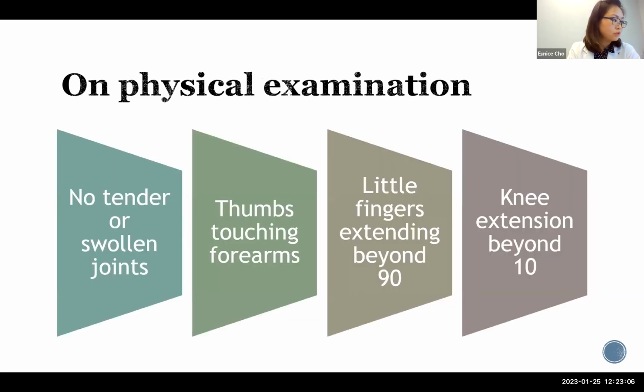When the rheumatologist assessed her, she made a note that there were no tender or swollen joints. But what was interesting in her notes was that her thumbs were touching the forearms, her little fingers were extending beyond 90 degrees, and her knees were extending beyond 10 degrees.